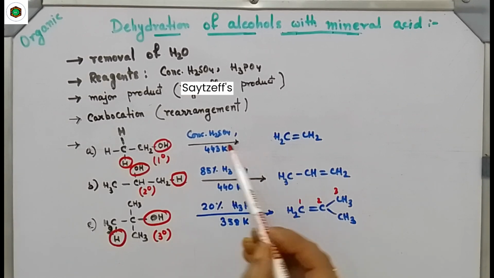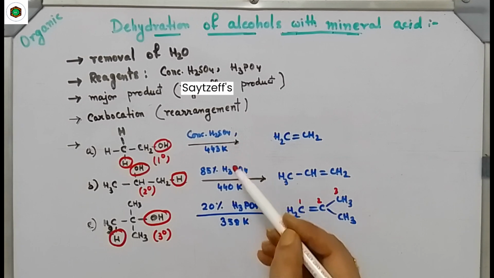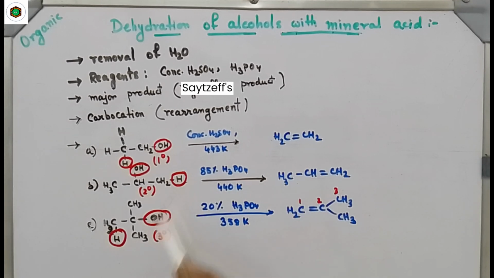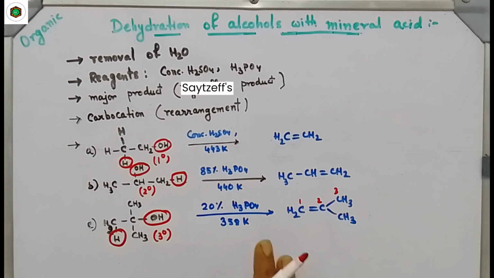Now see, here we are using concentrated H2SO4 for primary alcohol, and we are using milder conditions for secondary and tertiary alcohols. Here a higher amount of heat is used, but comparatively lower heat is required for the others. So we can say secondary and tertiary alcohols are dehydrated under milder conditions, because these reactions, as I told you, take place via carbocation intermediate, and you know tertiary carbocation is more stable than secondary than primary.